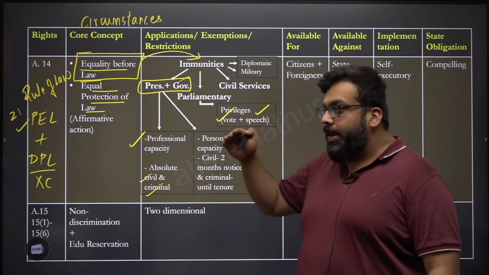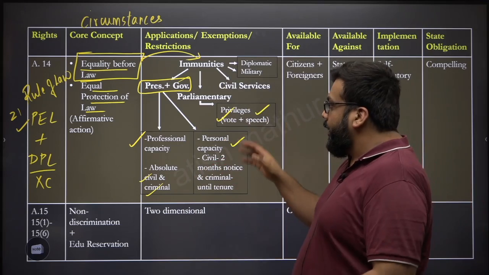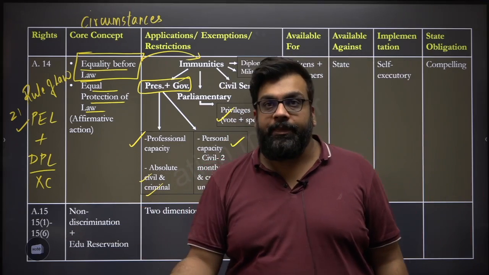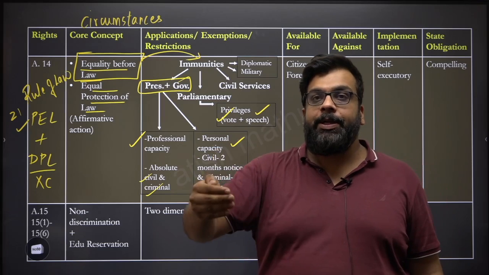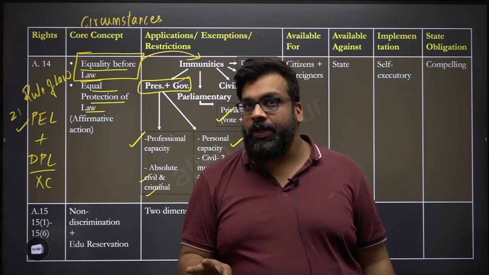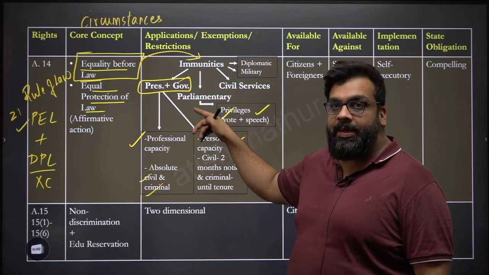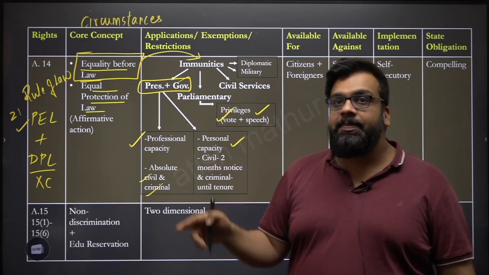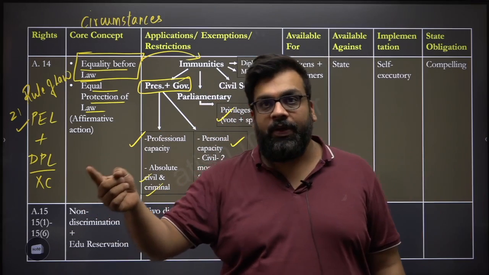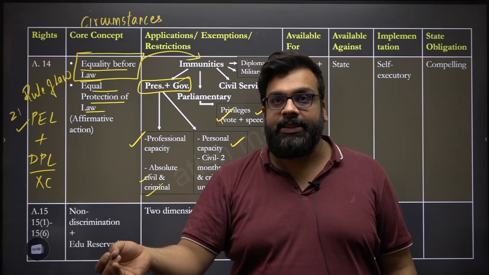Now, similarly, when we say that you have certain privileges to vote the way you have to, and if you are voting, say, on the floor of the House, you cannot be sent to jail for it. You can't be made to pay a compensation for it. Don't confuse this with anti-defection law. Anti-defection law is to disqualify a parliamentarian if they violate certain principles. But even if somebody is removed under anti-defection law, they're not sent to jail. They're not supposed to pay any compensation.